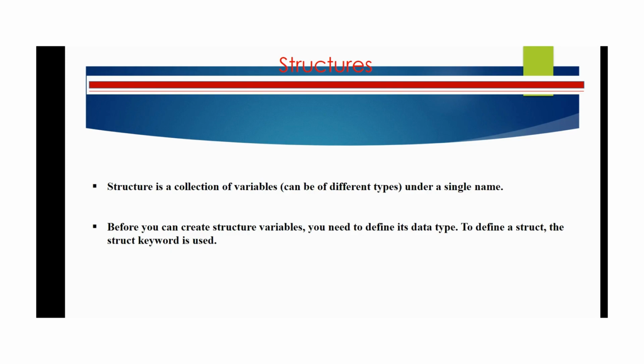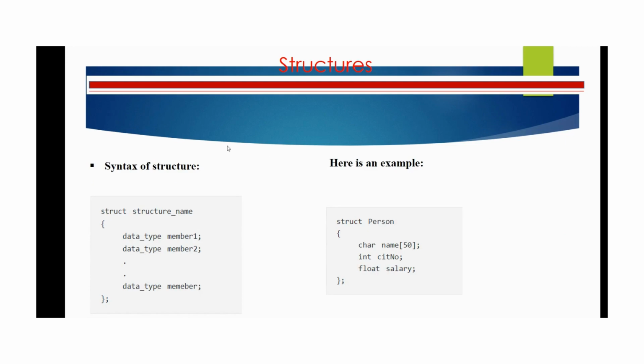Before you create structure variables, you need to define its data type. And to define a struct, the syntax that we will use is the keyword struct. Here, this is the syntax of structure. The first thing that we have to write is the keyword struct, after that the structure name that we choose. Here we have all the variables under this structure. For example, here we have struct person. This person is characterized by a name with type char, the city number, integer, and the salary with type float. So this is the struct.